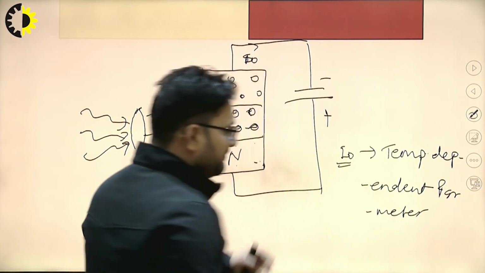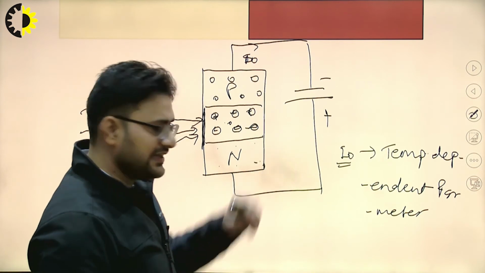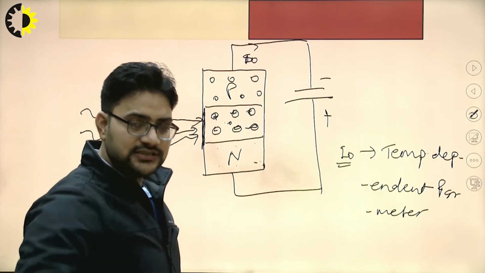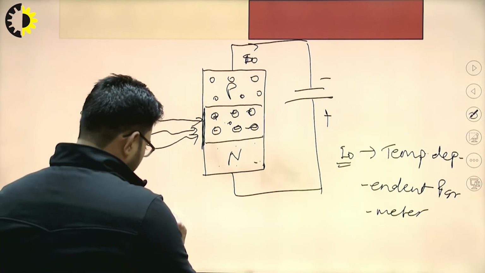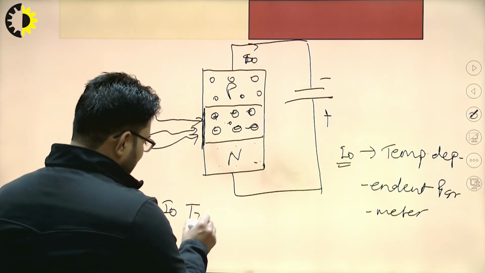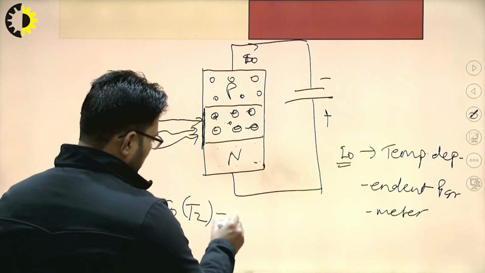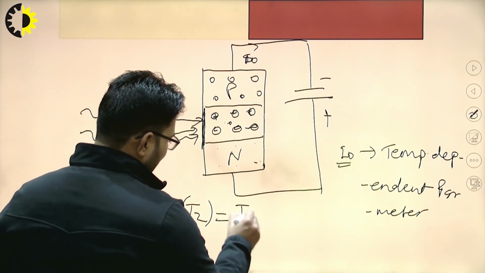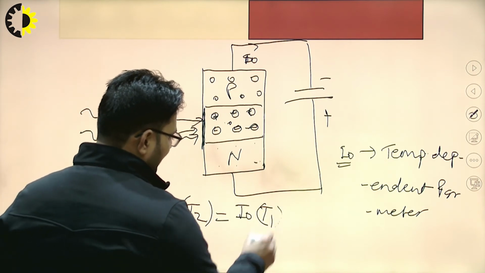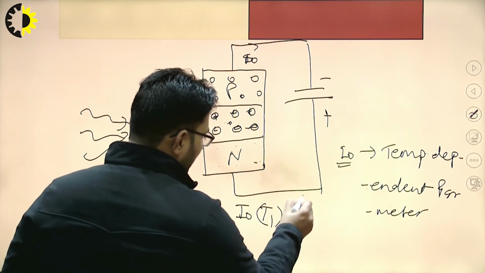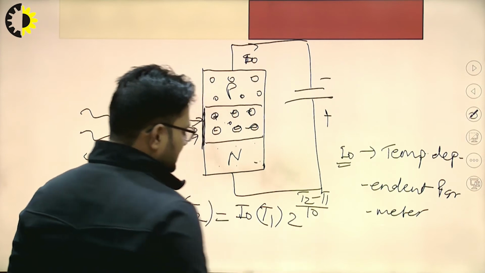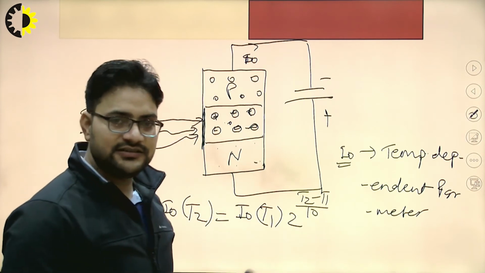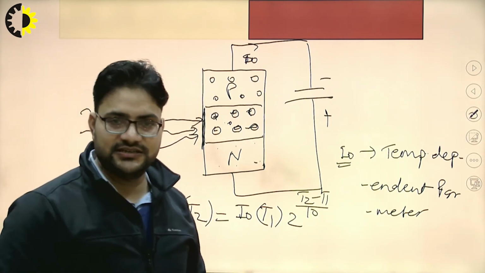So if we change the temperature, then this I naught will change. So how does it relate to the temperature? I naught at any temperature T2 is equal to I naught at any temperature T1 multiplied by 2 raised to the power (T2 minus T1) divided by 10. So this is the mathematical relation that relates the minority charge carrier current.